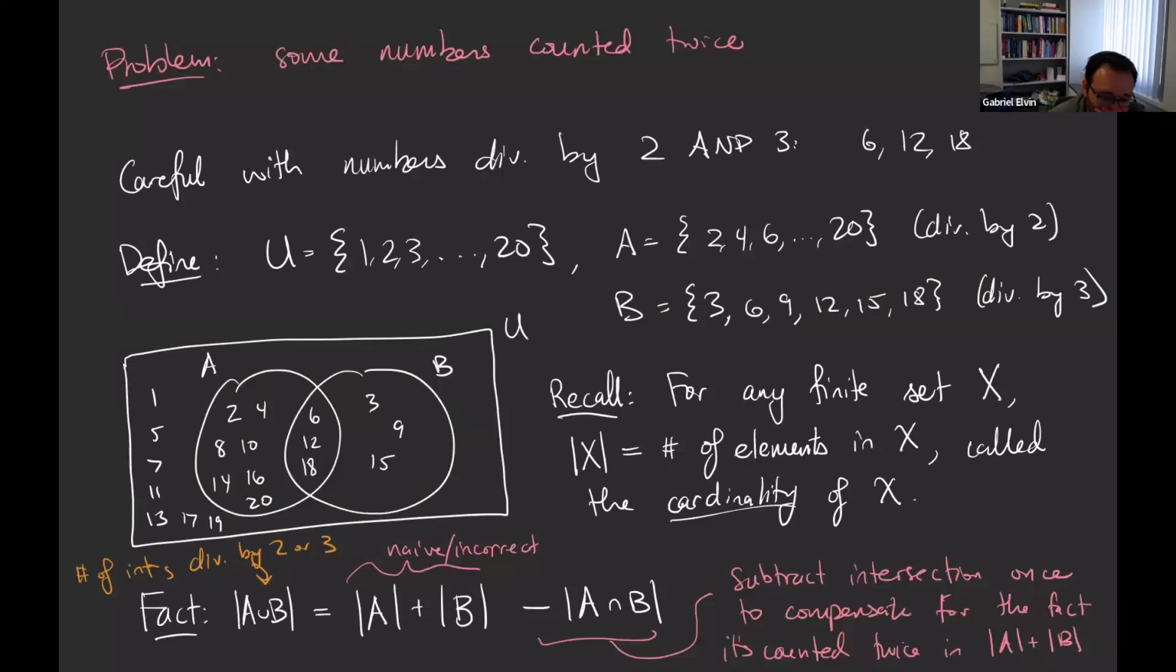And what's cool and important about this formula is that it's not just for counting the number of integers divisible by a certain integer. It's much more broad and much more general. It works for any finite sets. And that is what the inclusion-exclusion principle is.